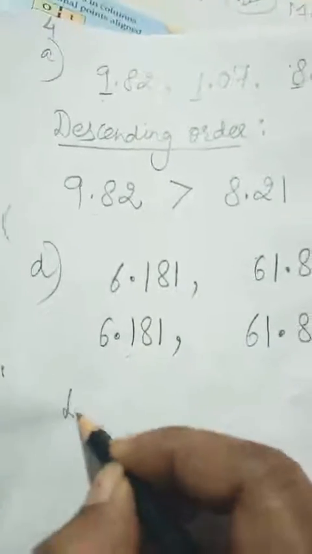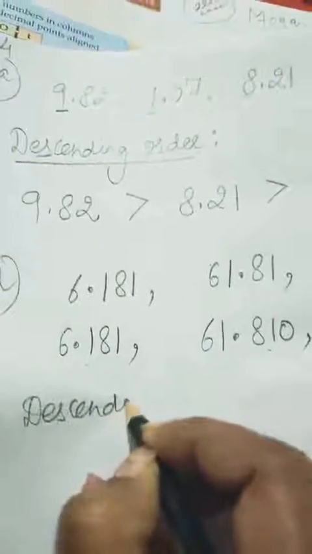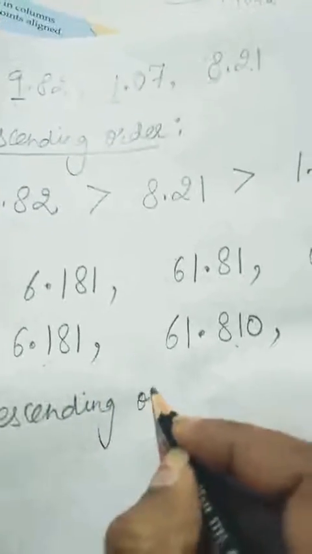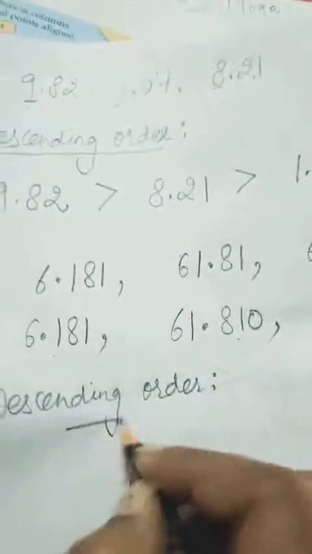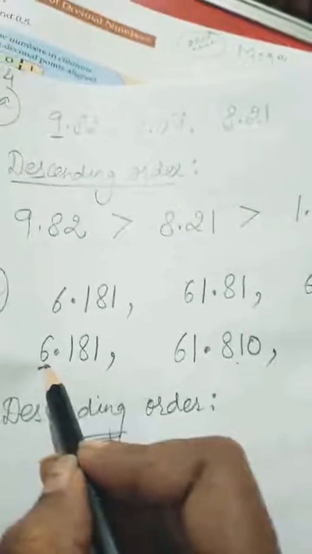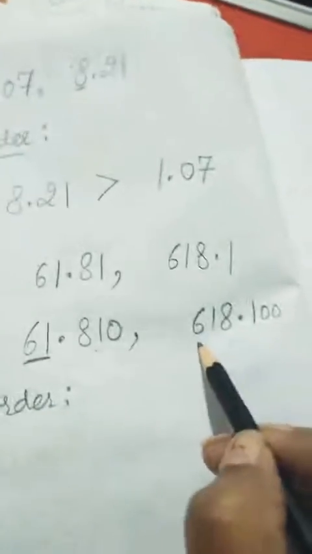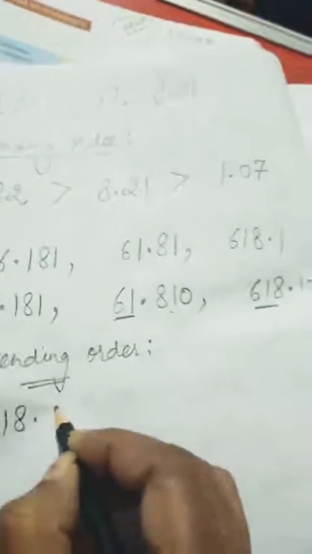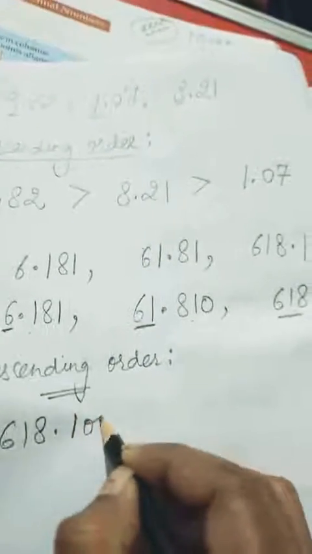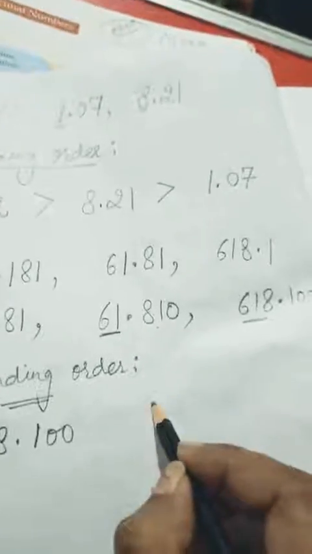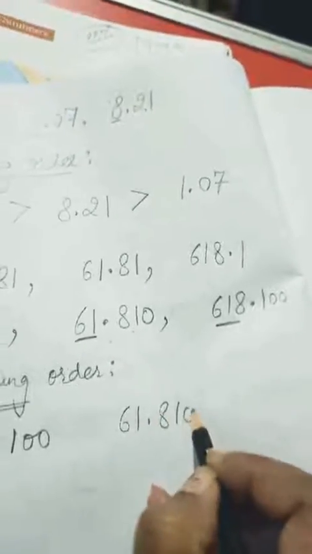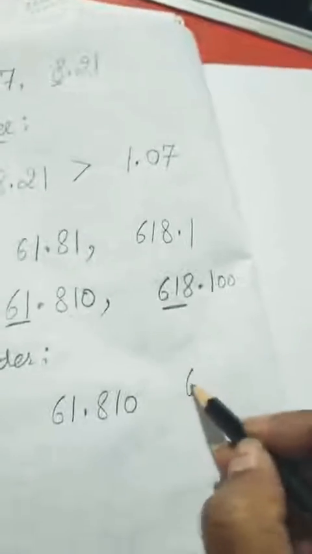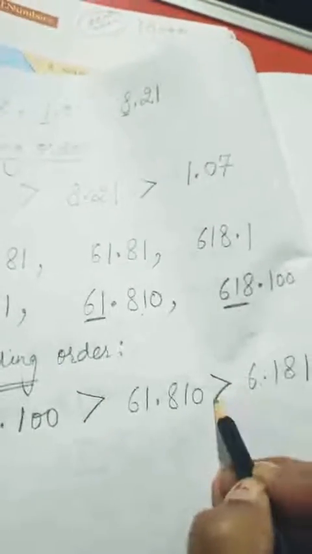Now we will write the descending order of these. In descending order, firstly the bigger number. Yes, when we observe whole part 6, 61, 618. So 618 will be written firstly. The complete statement of 618 is this. Then after that 61. Then 6.181. So this symbol will be put here in between of these numbers.